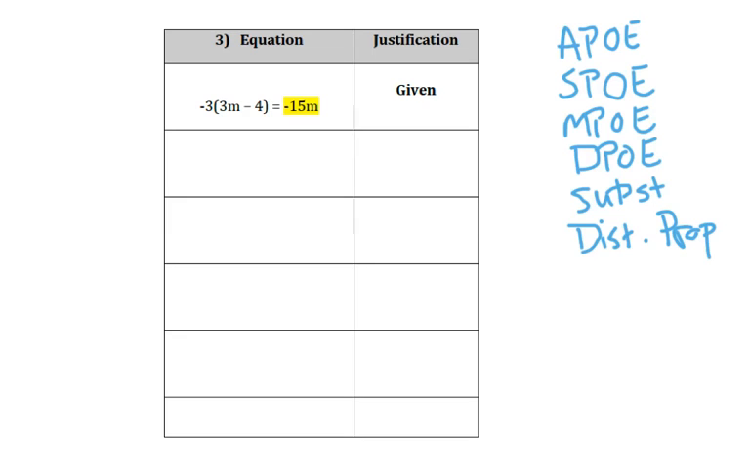So looking at number 3, we can see that we have to distribute this -3 into the parentheses. So we're going to get -9m's, and -3 times -4 is +12, equals -15m's. And we just used the distributive property.